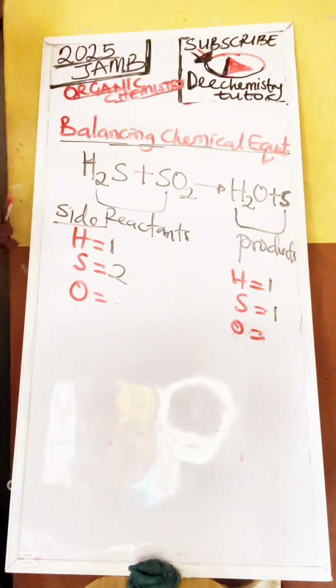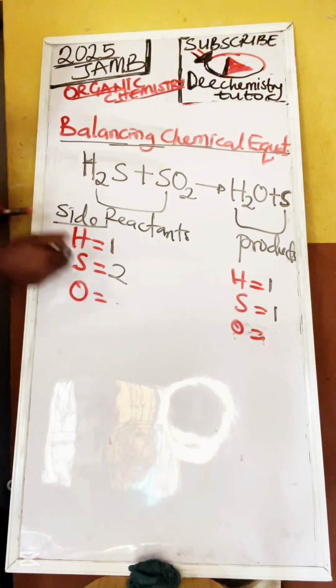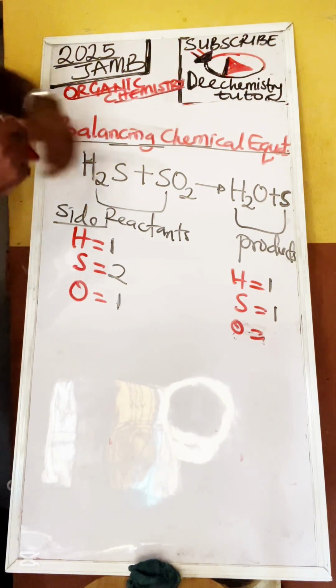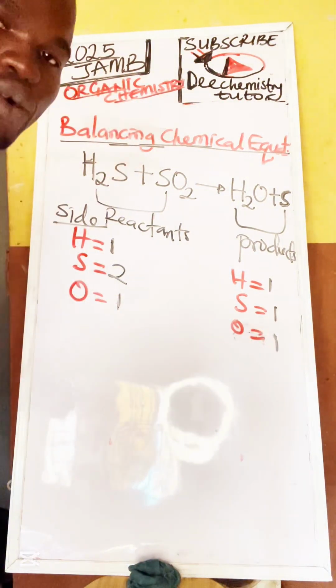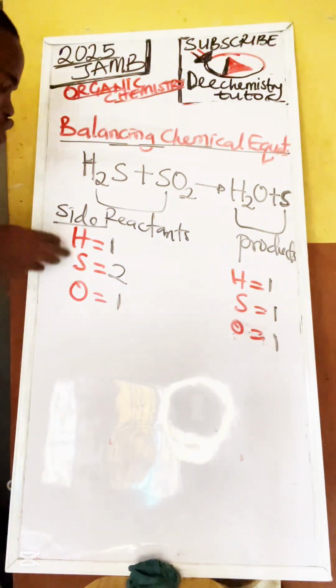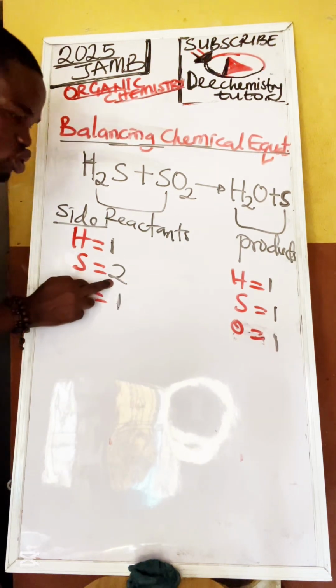Now the last one is what? Oxygen. How many sides have oxygen? Just this side, only this side. One. And on the other, only this side. One. Now listen, this is where the rule is. 1, 1, right? And 1, 1. But sulfur is what? 2, 1.